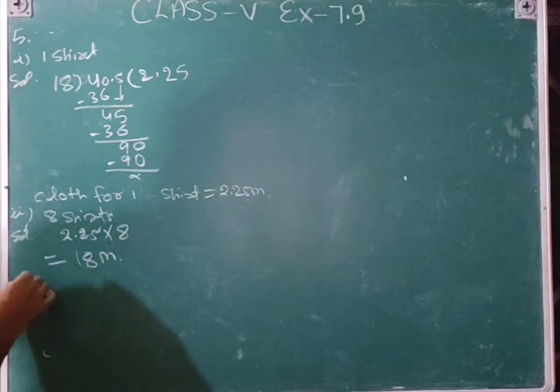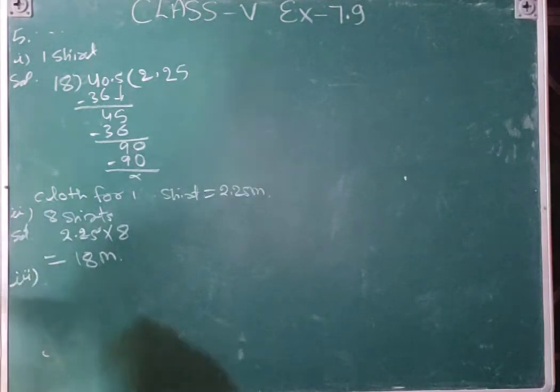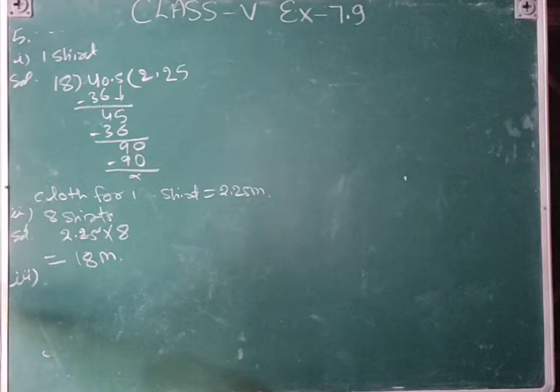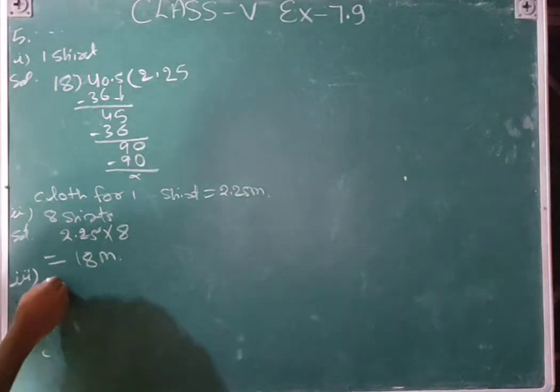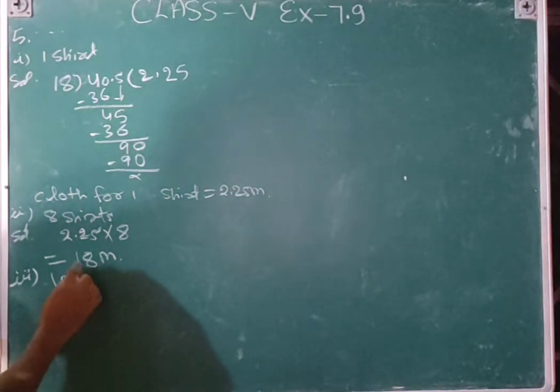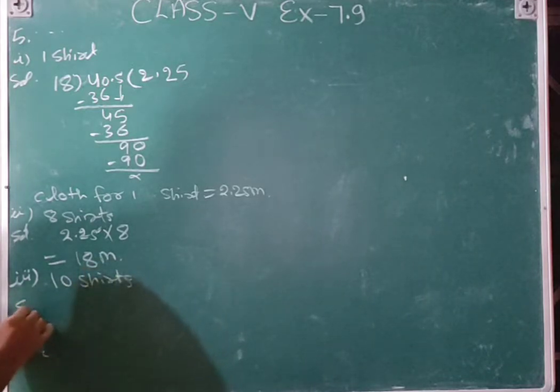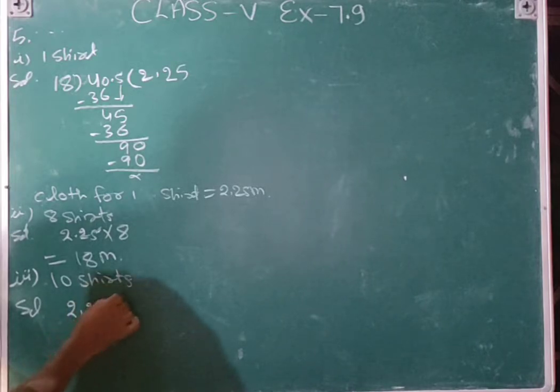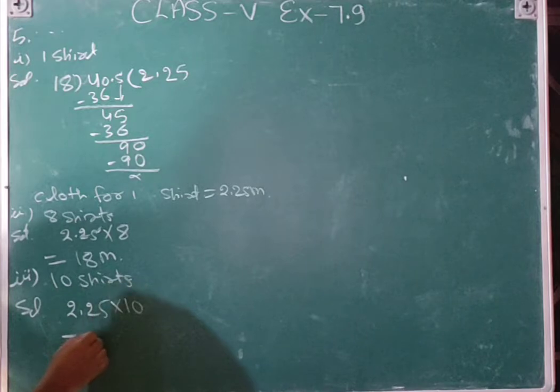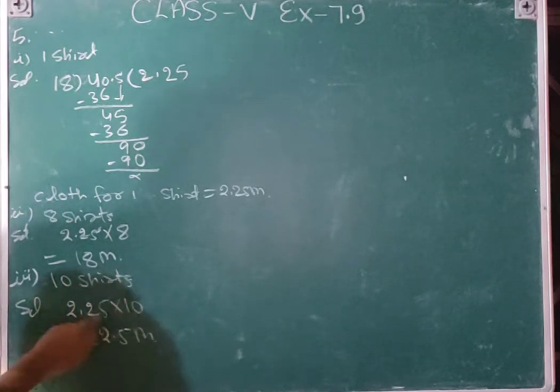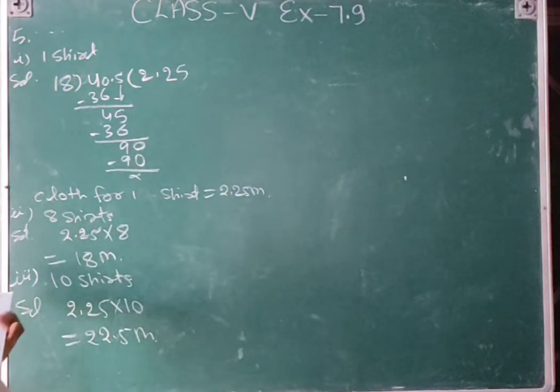Question number third is 10 shirts. The solution will be 2.25 into 10. So that will be 22.5 meter. By the multiplication that has come.